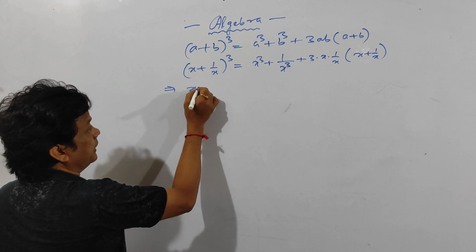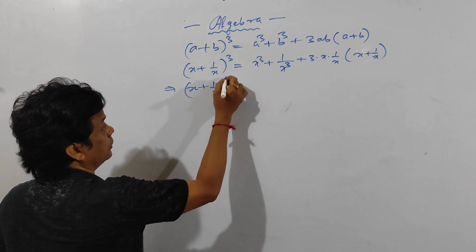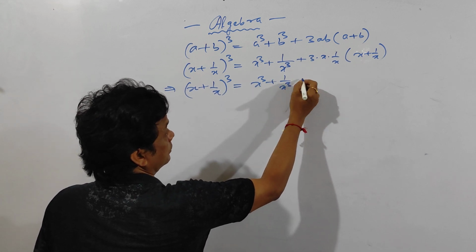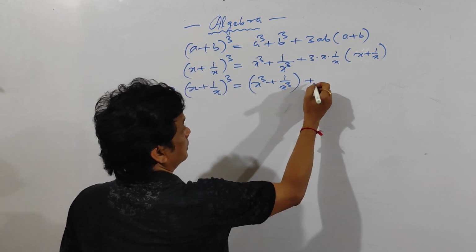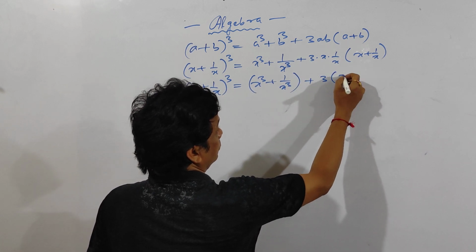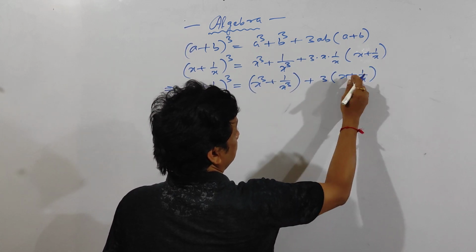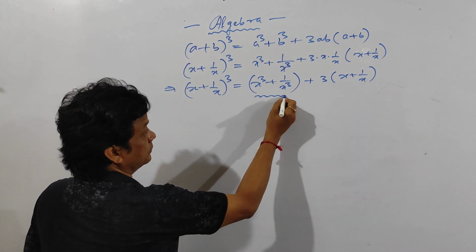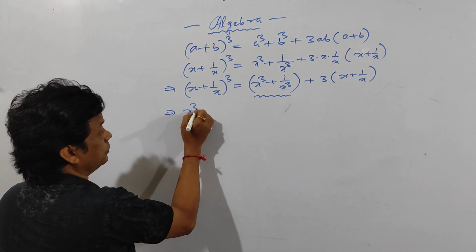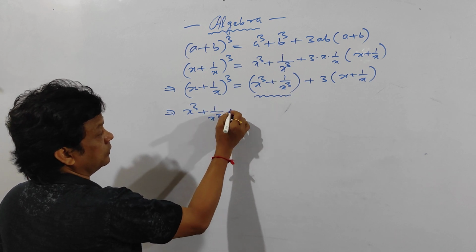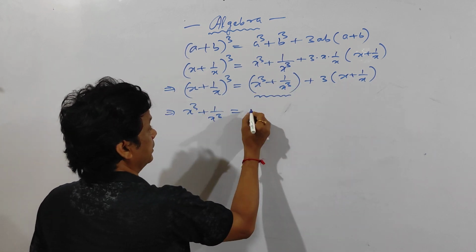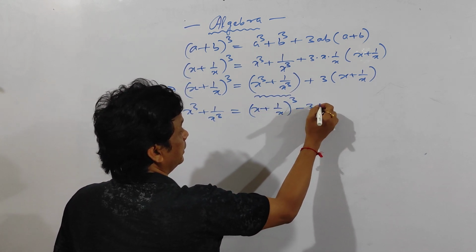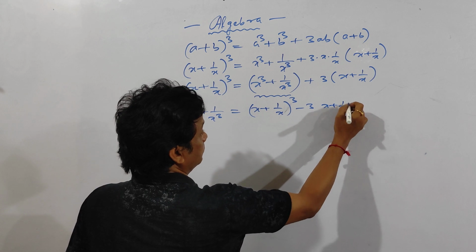So it implies x plus 1 by x whole cube is equal to x cube plus 1 by x cube plus, x cancels out, 3 into x plus 1 by x. Clear? And now what is the value of this one? x cube plus 1 by x cube is equal to, take this one to left hand side, x plus 1 by x whole cube minus 3 into x plus 1 by x.